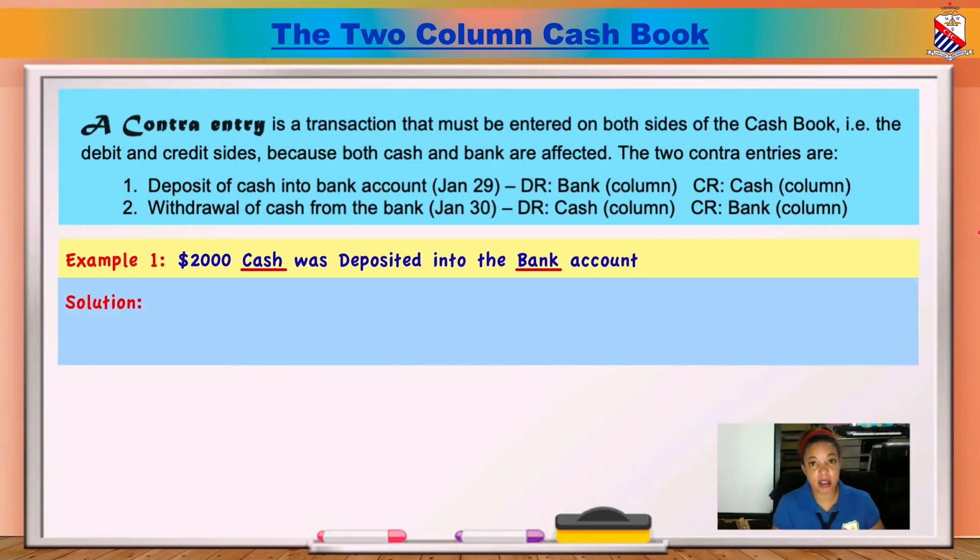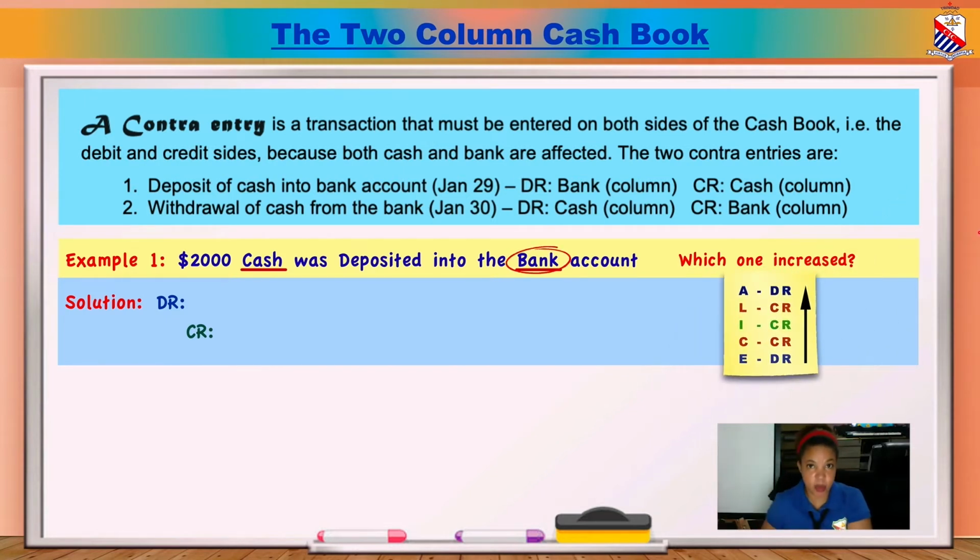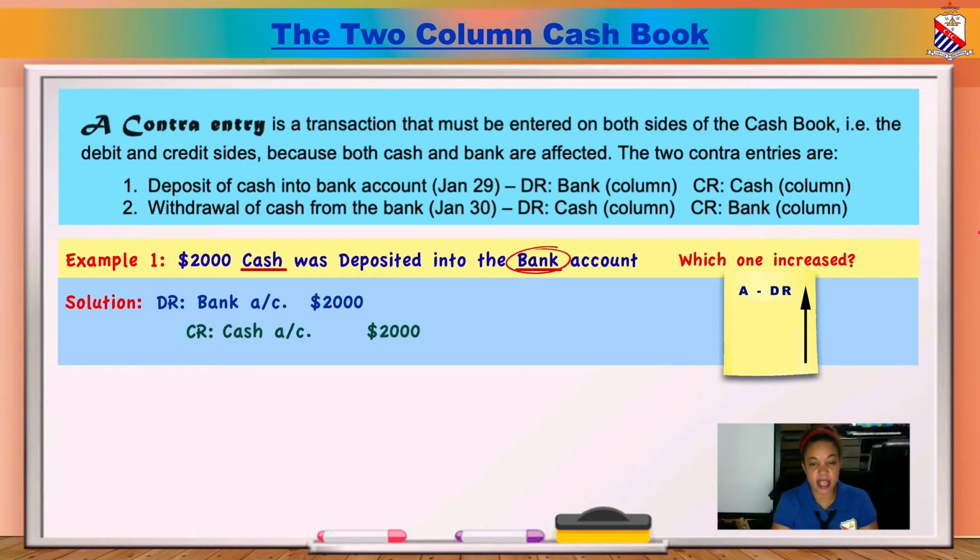Usually when you identify it as a contra entry, the question that you would ask would be, of course, to know which account is debited and which account is credited, which one increased. Because once you identify which one, whether it was cash or bank that increased, that would be the one that is debited, and then the other one automatically would be the one that is credited because you lost money from that one, okay? So in terms of the cash was deposited into the bank account, that means the bank account was the one that got more cash in it. So the bank would therefore end up being the one that is debited, and then the cash would be the one that is credited.